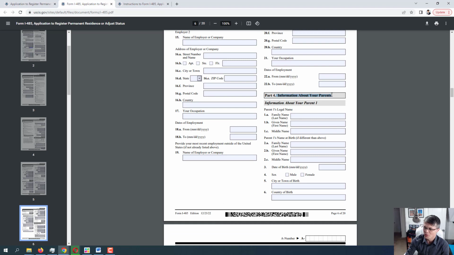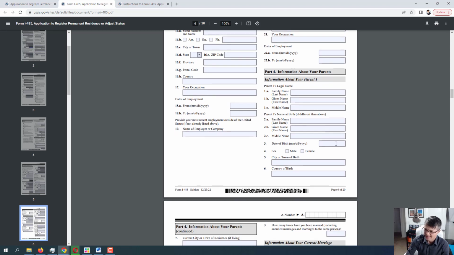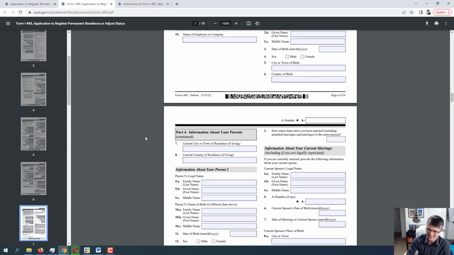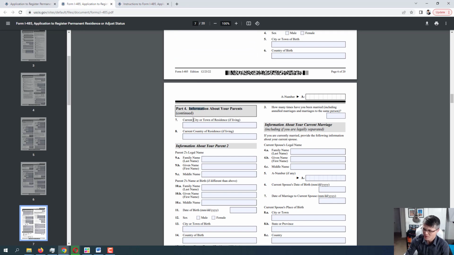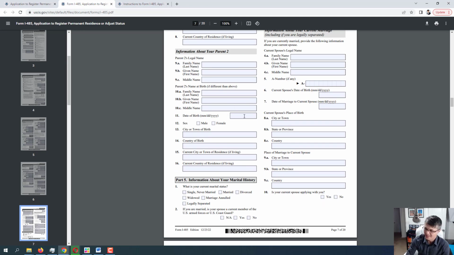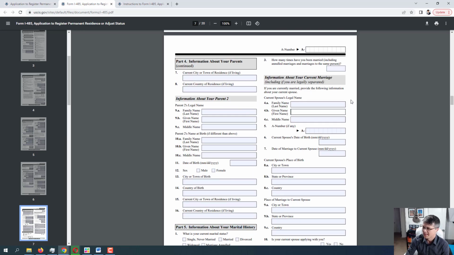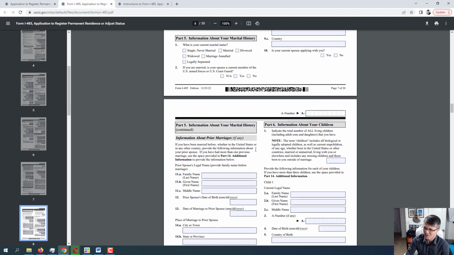Now the information about your parents in part 4, pretty straightforward. Your parents' names, first name, last name, middle name, if any, date of birth, sex, male, female, city, town of birth, country of birth. All right, pretty straightforward. We're going to parent number 2, obviously, 2 parents. Moving on to part 5, we have information about your marital history now. Married, divorced, whatever it is, all right? And information about your current marriage, and you can see this question: how many times have you been married? So it's a pretty detailed application, let's just say that. We're not going to concentrate on it too much because it's very straightforward.